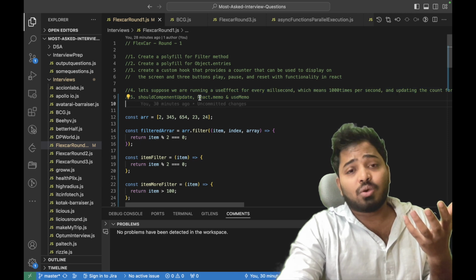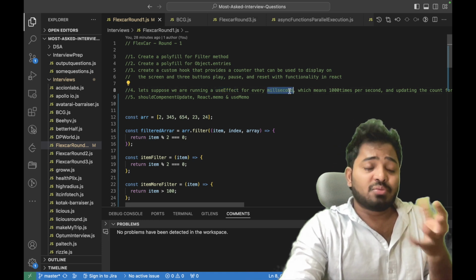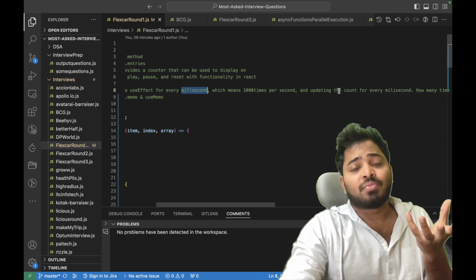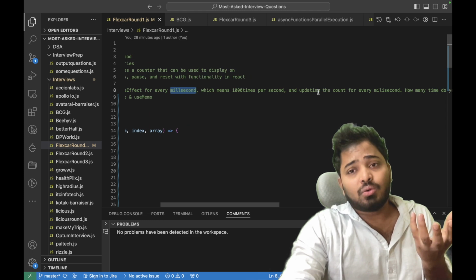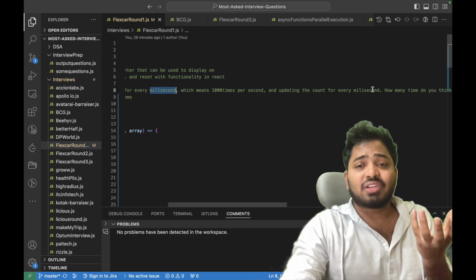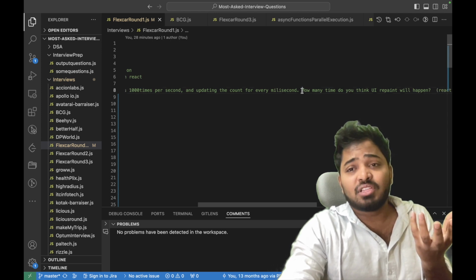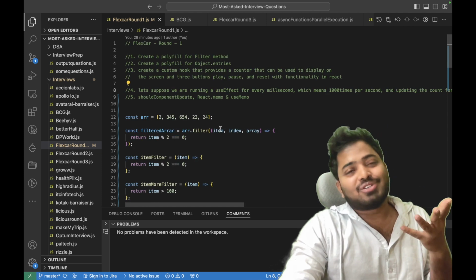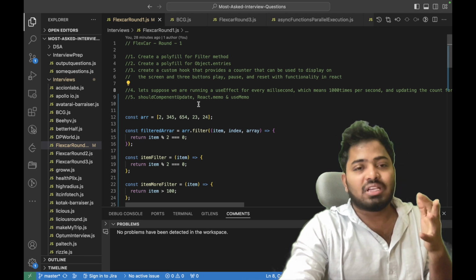The first question: he mentioned a scenario where useEffect will run every millisecond, which means for a second it will run 1,000 times, let's suppose. Within the useEffect, he is doing a state update, so for every millisecond he is trying to update state. He asked me how many times the UI repaint will happen in this scenario. I was not able to answer it well, but to some extent he was satisfied.